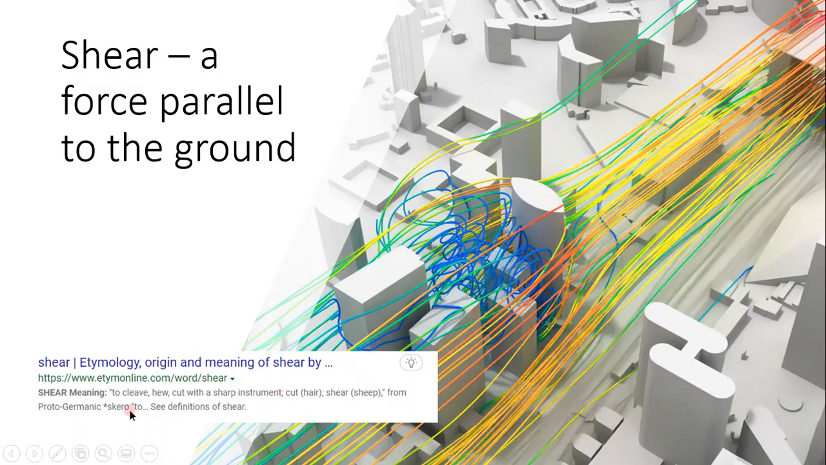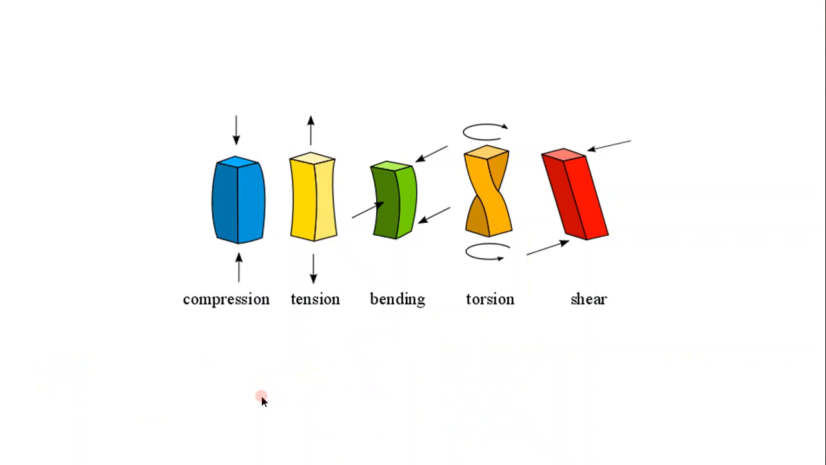So shear, if you have a look at the etymology of it, it means to cleave, to cut with a sharp instrument. So if you think about a force parallel to the natural direction of where the object is going, so this is going up, then the shear force would be going this way, cutting right across it, which explains the word origin. So here's a quick summary.